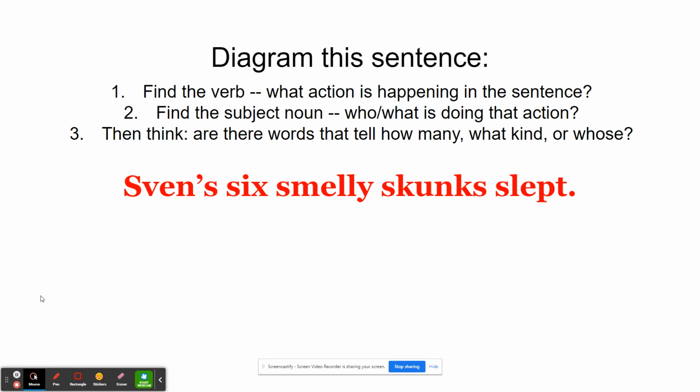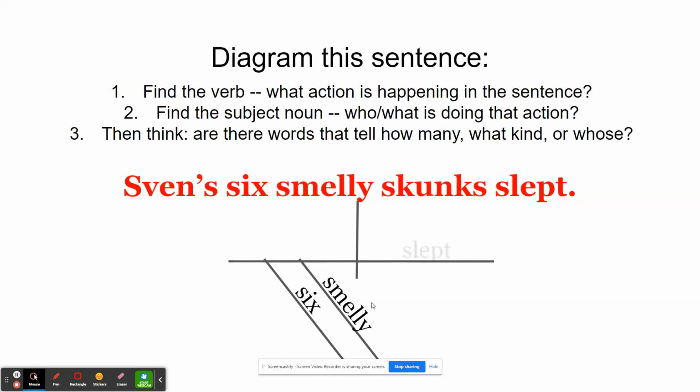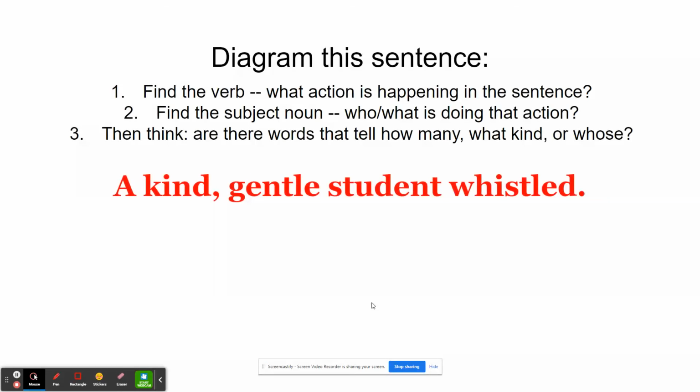Looks like this. How'd you do on that one? Good. All right, erase that. Our last one. Are you ready for the last one? A kind, gentle student whistled.